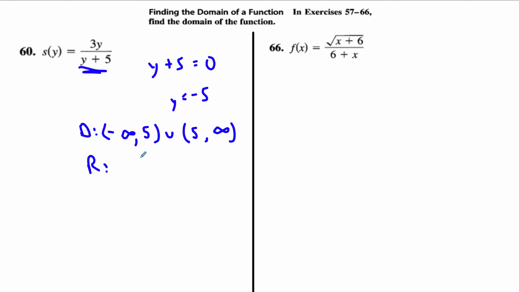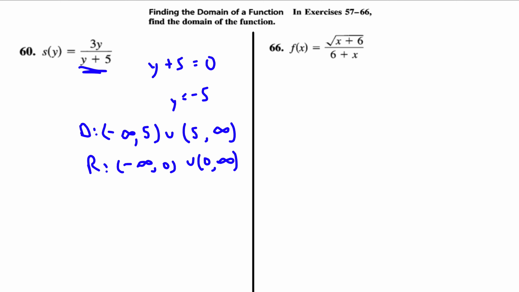And then for the range, it turns out because we're dividing by this, is there any way to take a number and divide by y plus 5 and ever get a value equal to 0? No. So it turns out that, and oftentimes if you look at the graph, this can help you out, it ends up being the case that we cannot ever reach 0, because we can't divide by a number large enough for us to ever reach 0.